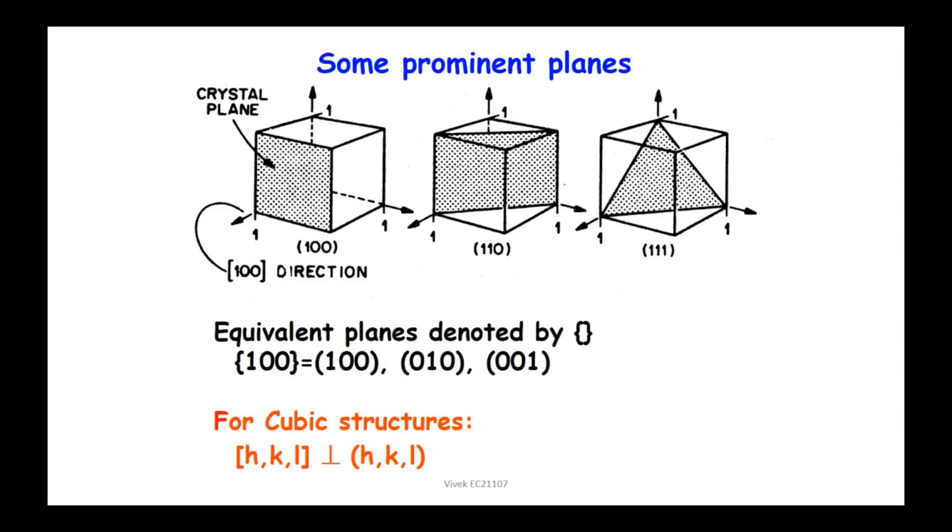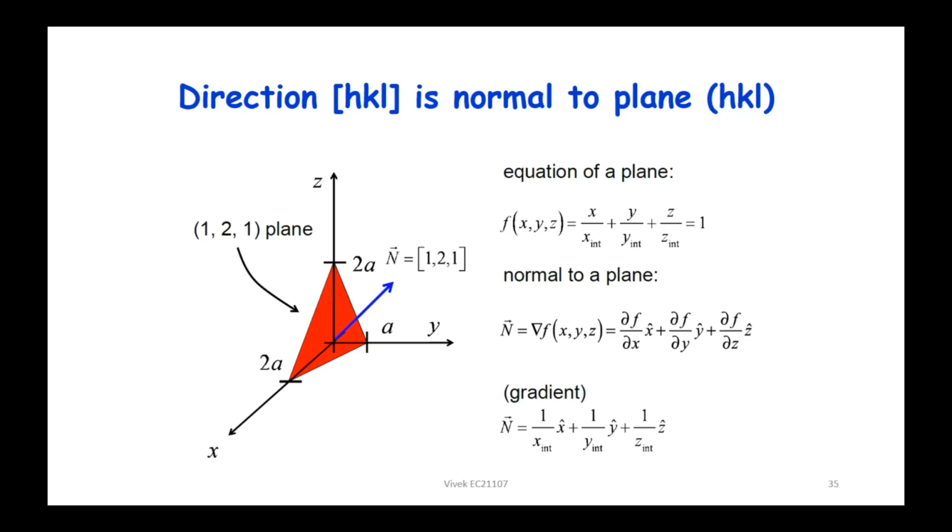And of course, as you've seen here, for cubic structures such as FCC and BCC, the [hkl] direction is perpendicular to the (hkl) plane. Now how do we know that? Let's write the equation of a plane. So we know that the equation of a plane is x by x intercept plus y by y intercept plus z by z intercept equal to 1. So if you want to know the normal to this plane, we can take the derivative of this function, right? The equation of the plane. So df by dx.